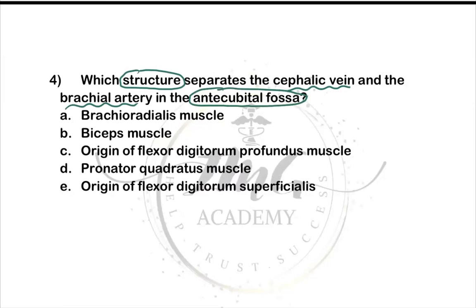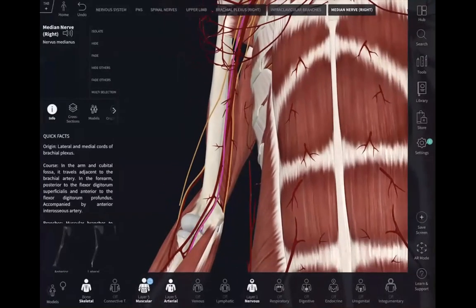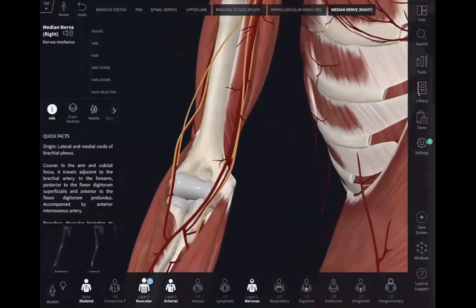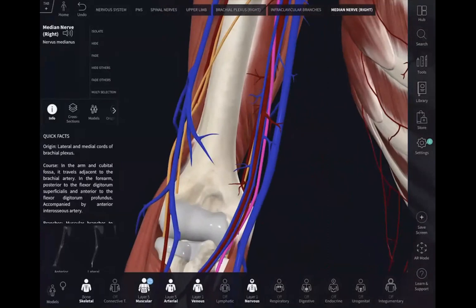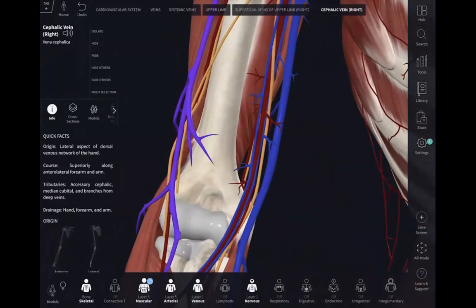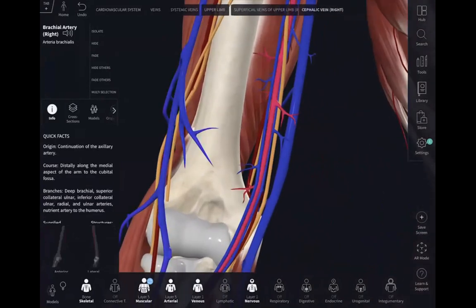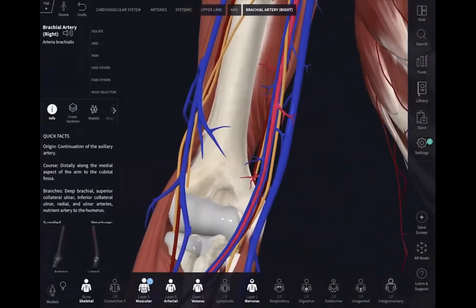Let's have a look then. So now I think we have to put some vein here. Let me put some vein. Which one is the cephalic vein? I think this one. This one is the cephalic vein. And we know which one is the brachial artery. This is the brachial artery, right? So can you tell me, Dr. Reed, what is the muscle that lies here?